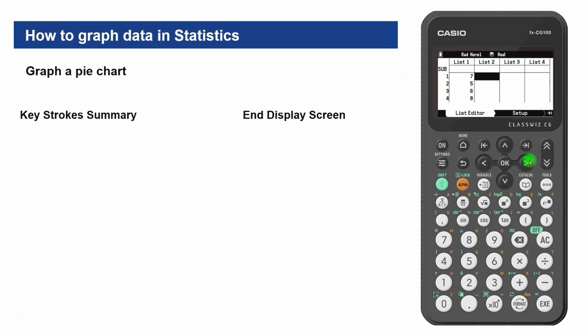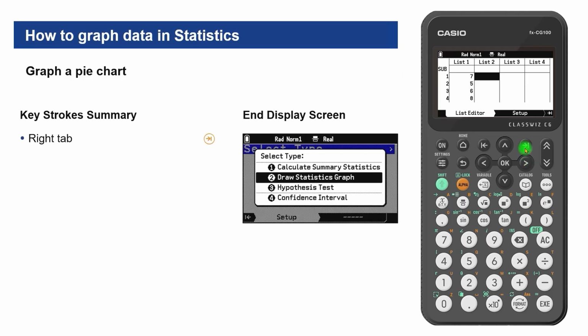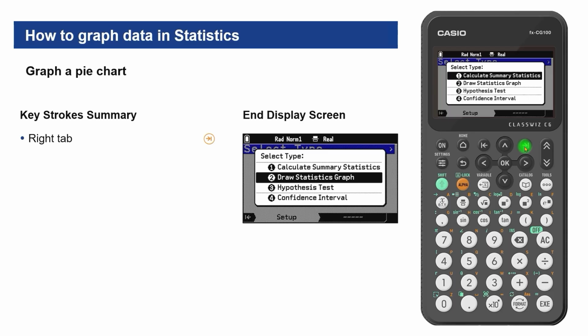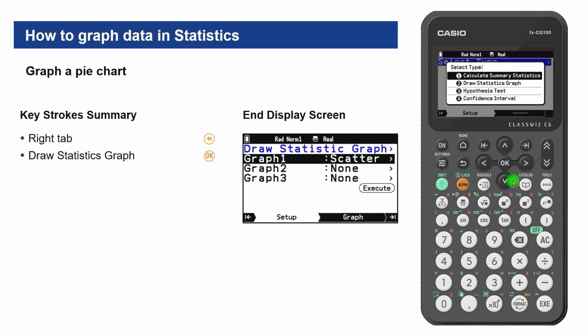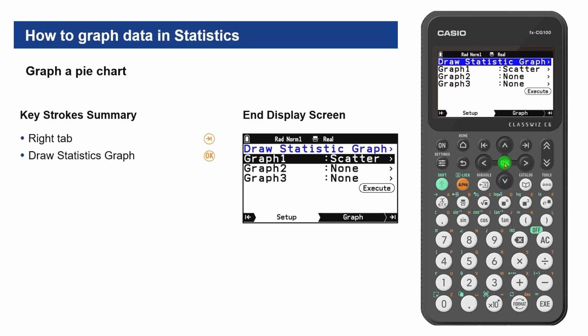We can now graph a pie chart using the data just entered. Press Right tab to go to Setup. A pop-up opens with 4 choices. Select Draw Statistics Graph. The setup screen for drawing graphs is displayed, where the types and numbers of graphs can be set. By default, only graph 1 has any settings at this point, but any graph number can be selected.